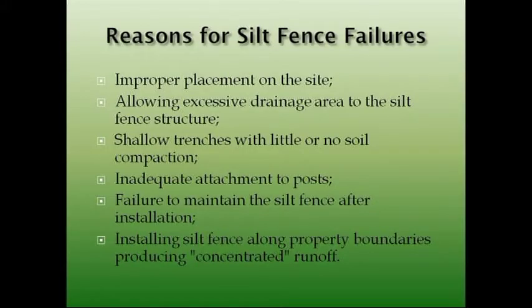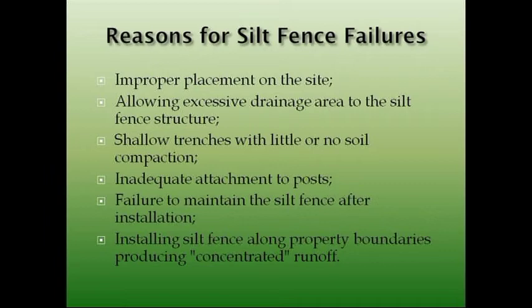Reasons for silt fence failures: improper placement on the site, allowing excessive drainage area to the silt fence structure. Make sure your water's not flowing too hard. Shallow trenches with little or no soil compaction: make sure your silt fence is embedded like it needs to be. Inadequate attachment to posts: if it's on a slope, the wooden post or the wire mesh post needs to be firmly attached to the silt fence. The silt fence doesn't need to sag, because that totally defeats the purpose.